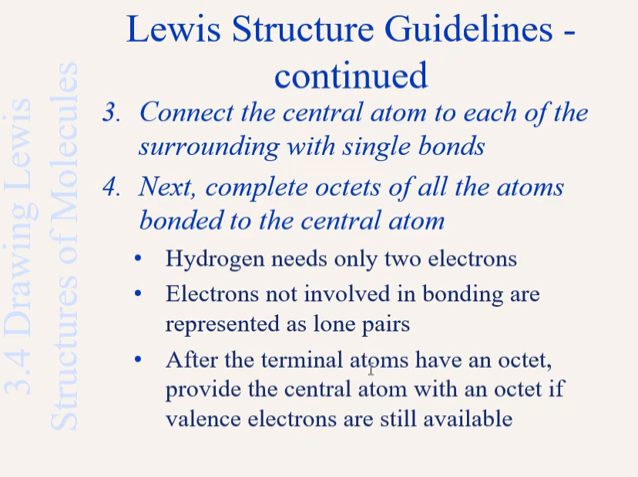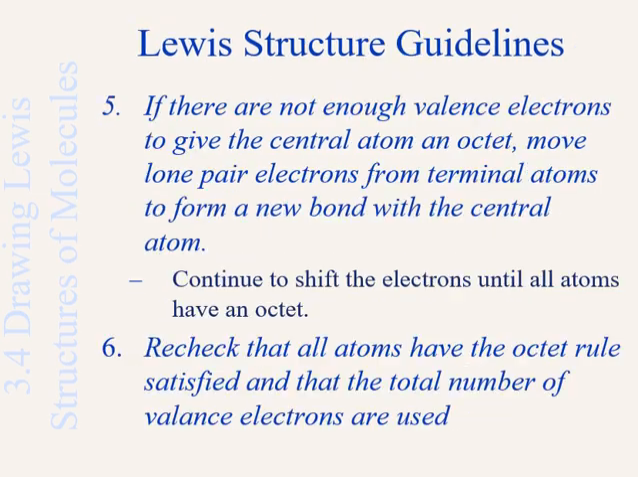Once the terminal atoms, the side atoms, have an octet, provide the central atom with an octet if valence electrons are still available. When you are giving these octets, you are using up the valence electrons that we have. And if some still remain, you can give an octet to the central atom. But what if none of them remain? If there are no valence electrons left to give to the central atom, move lone pair electrons from terminal atoms to form a new bond with the central atom. And that's what will create a double bond or a triple bond.